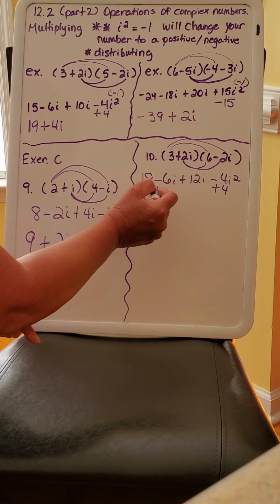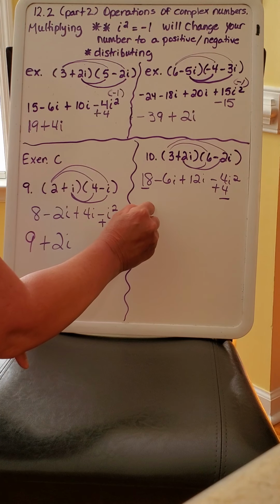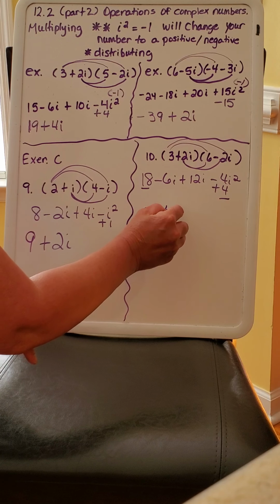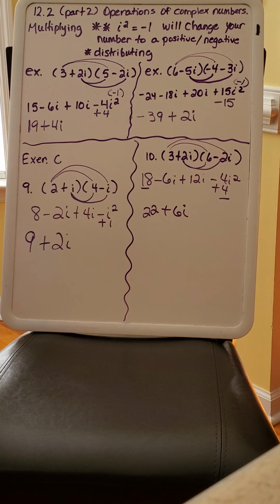Combine your like terms. 18 plus 4, 22. Negative 6 plus 12, 6i. 22 plus 6i. Be sure the real number goes first, the imaginary part goes second.